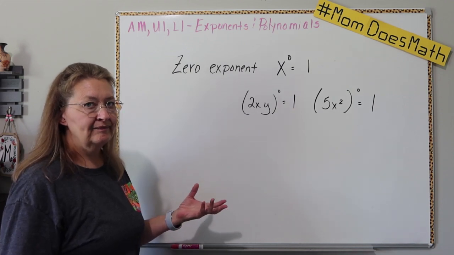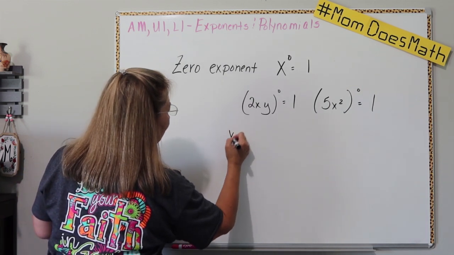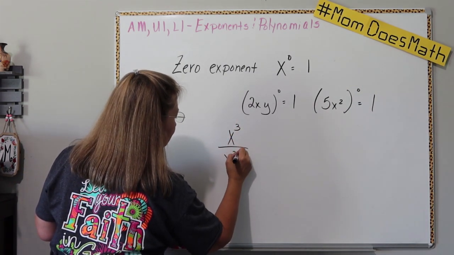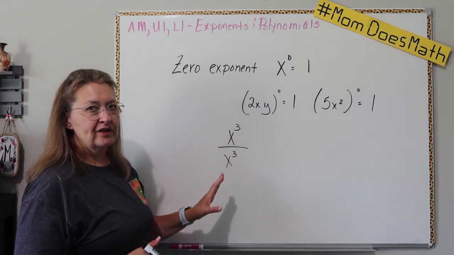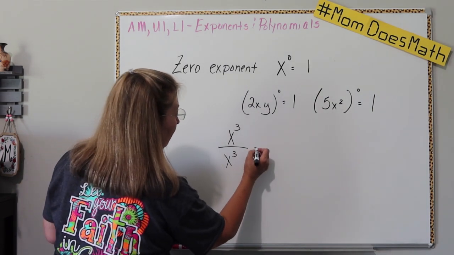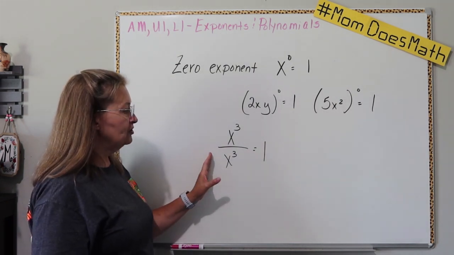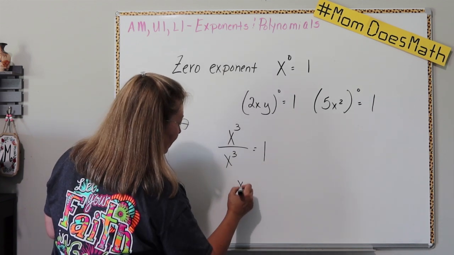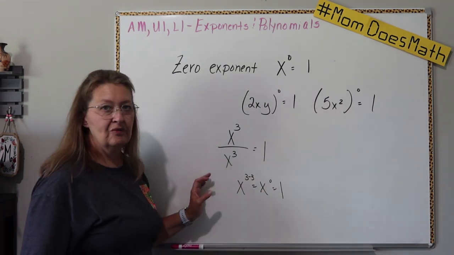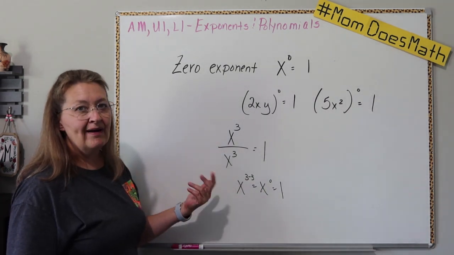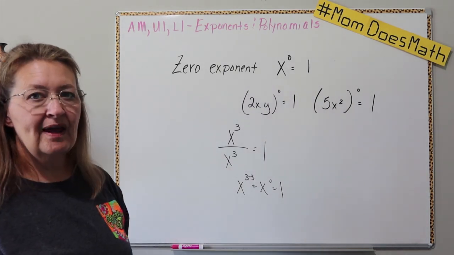Now, why is that? It's really easy when you remember your other rules. Let's just say I have x to the 3rd over x to the 3rd. So let's come at it from both ways. What is anything over itself? It's 1, right? All right, now let's use the exponent rule for a quotient. What would you do here? You would do x to the 3 minus 3, which is x to the 0, which is 1. So that's why anything raised to the 0 power is actually equal to 1. Okay?